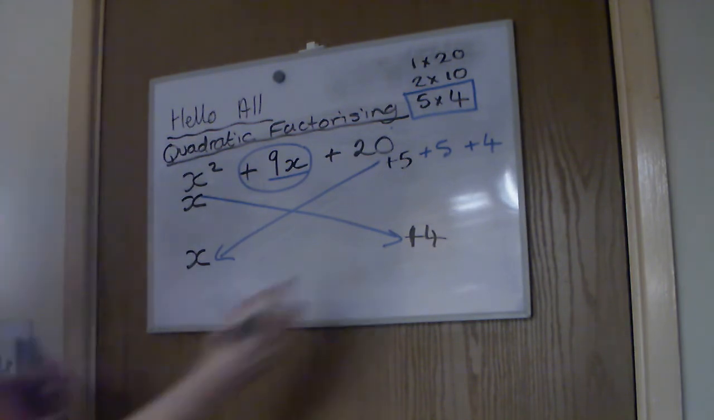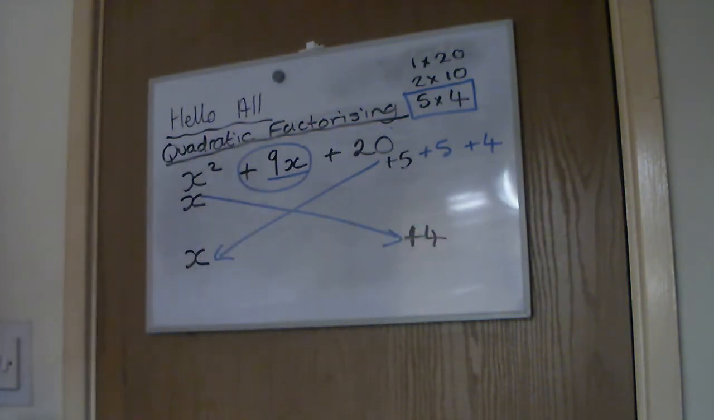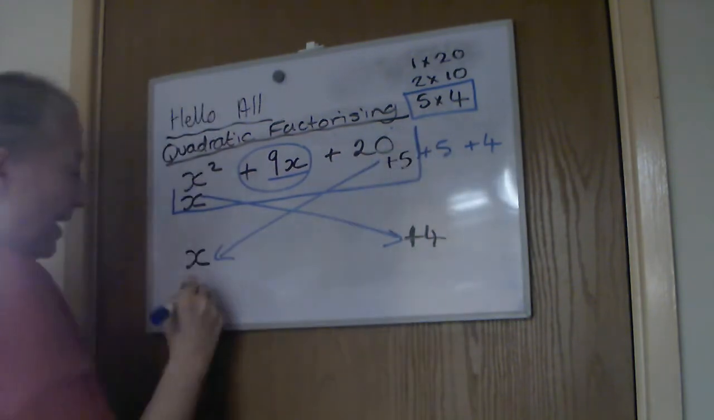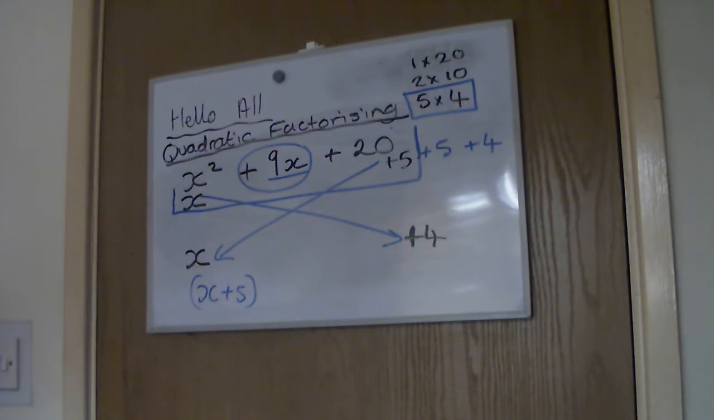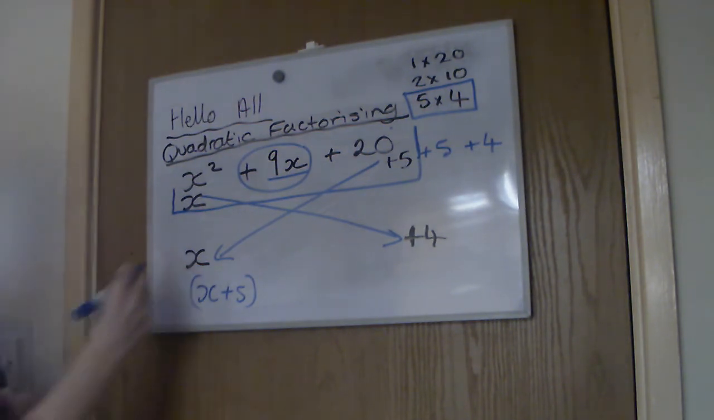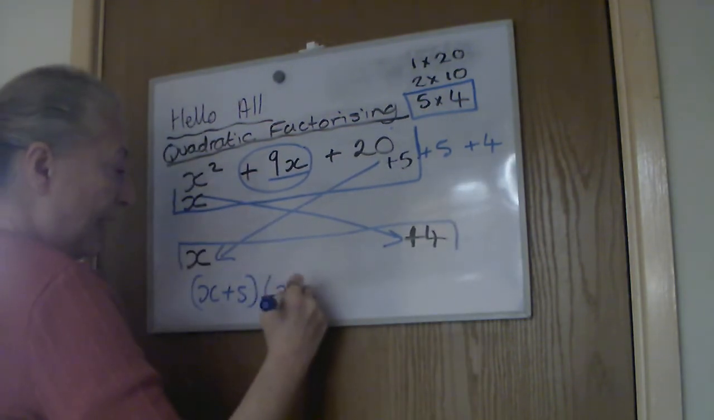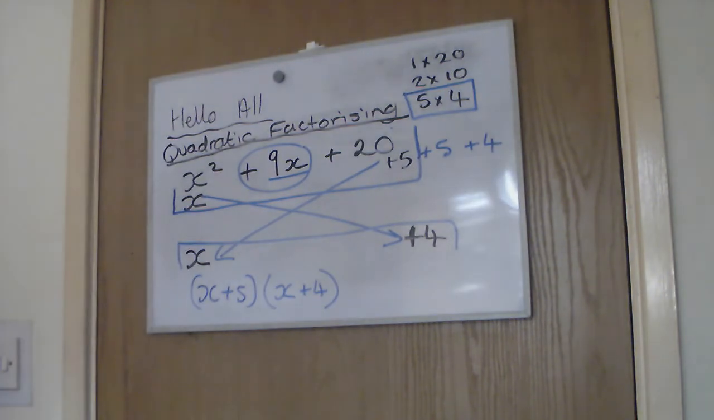Okay, so let me make that a bit clearer. So which one's my first bracket? Yeah, it's the top bit. X plus 5. And which one's my second bracket? Yeah. X plus 4. And that is quadratic factorising.